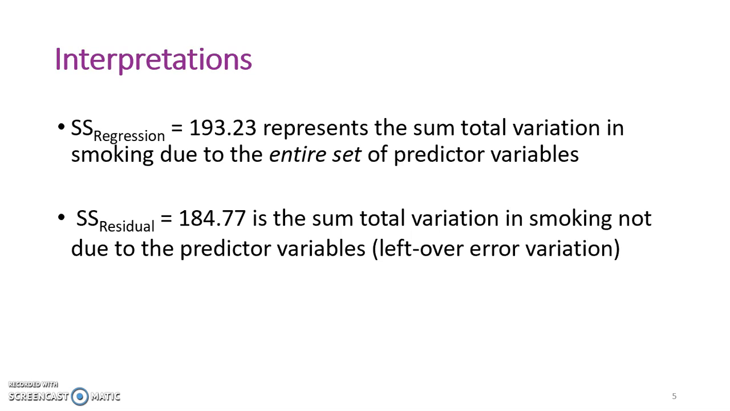The sum of squares residual, 184.77, is the sum total variation in smoking that's not due to the predictor variables. So it's leftover error variation. Leftover variation in the scores that's not explained by any predictor variables that we included in our model.